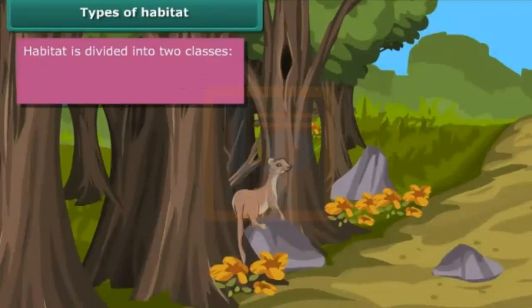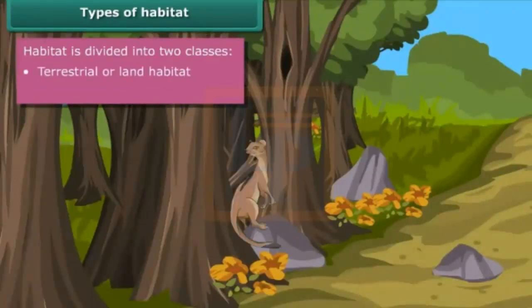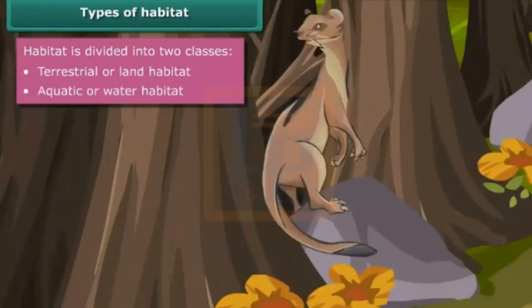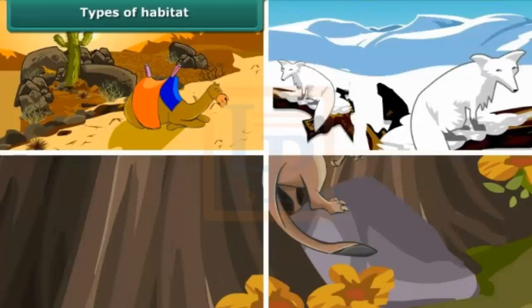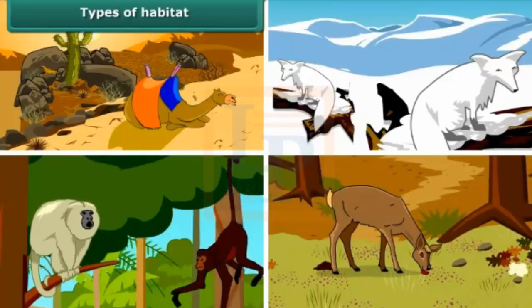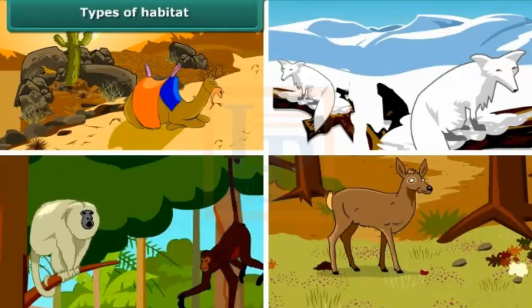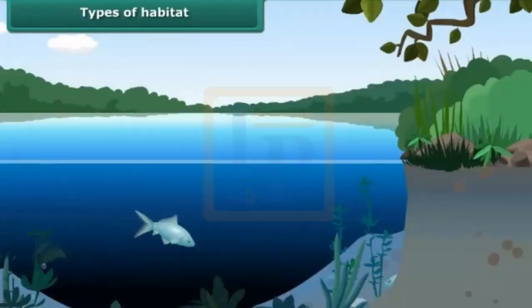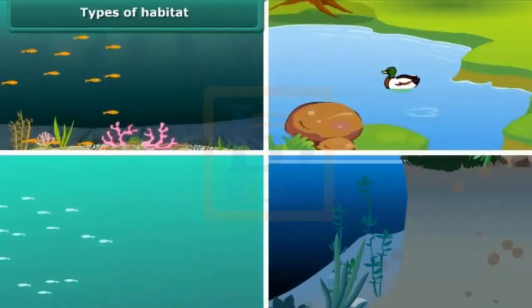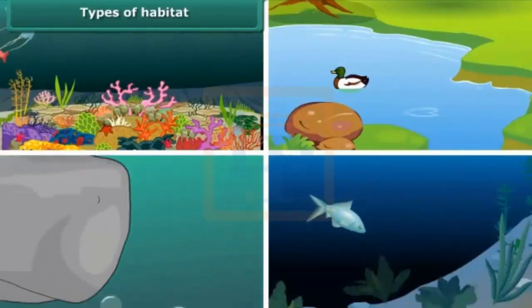Habitat is divided into two classes. 1. Terrestrial or land habitat. 2. Aquatic or water habitat. Habitat of living organisms found on land is terrestrial habitat. Desert, mountains, forest, and grasslands are examples of this category. Whereas habitat of living organisms found in water is aquatic habitat. Sea, ponds, oceans and lakes are examples of this category.